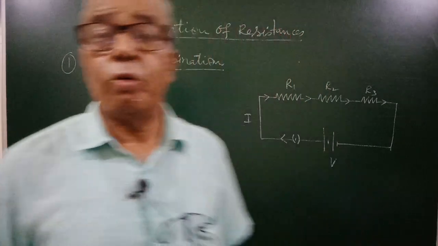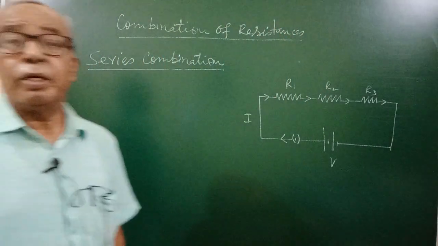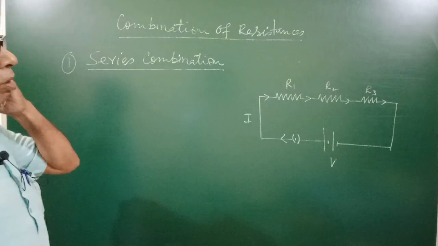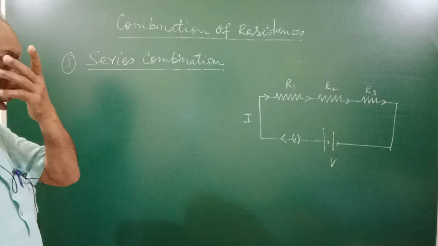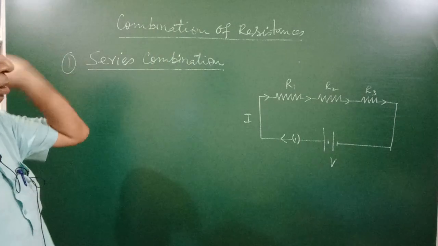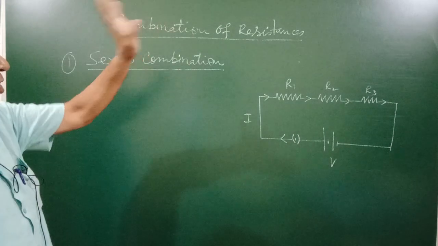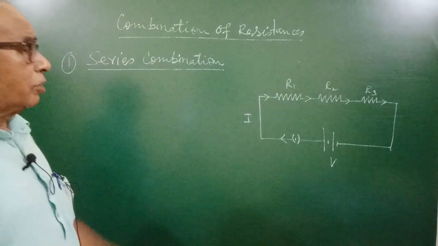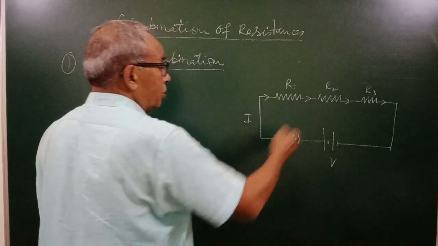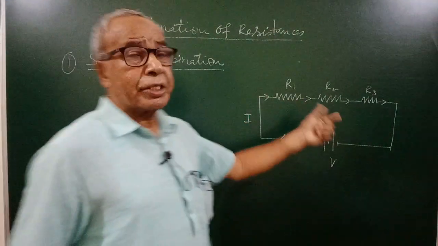Yes, dear students, now I want to explain here the series combination of resistance. Though you know about this combination from class 10, there it is simply told that equivalent resistance is the sum of the three. But how is it so? Here the current passes through three resistances. These are conductors.